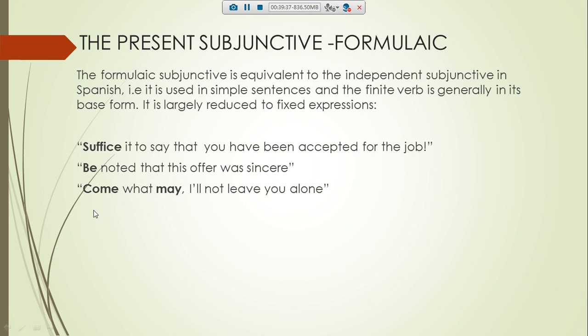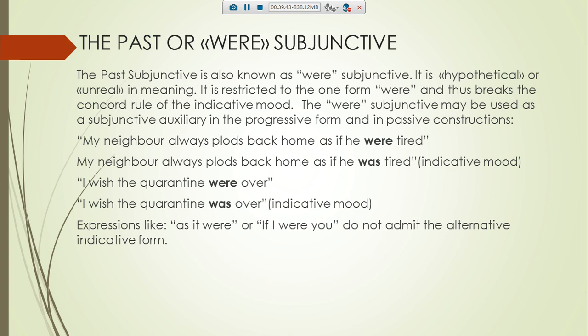The past or were subjunctive. The past subjunctive is also known as were subjunctive. It is hypothetical or unreal in meaning.